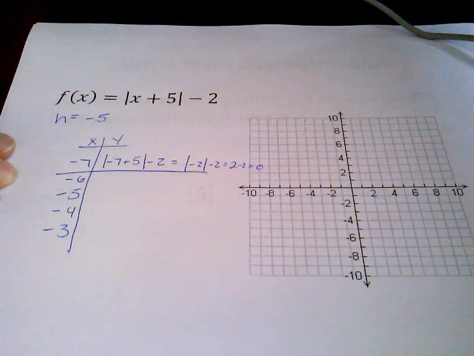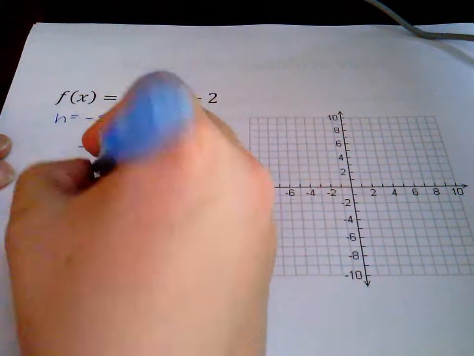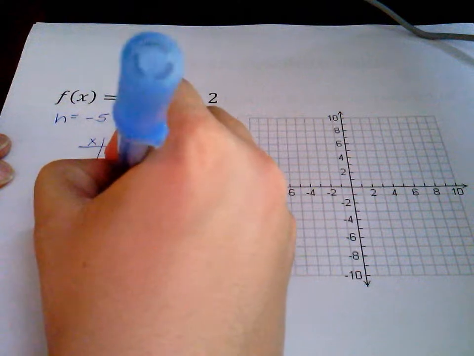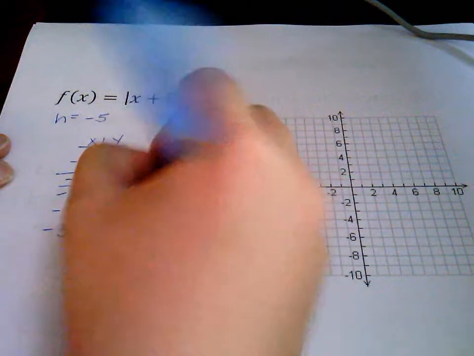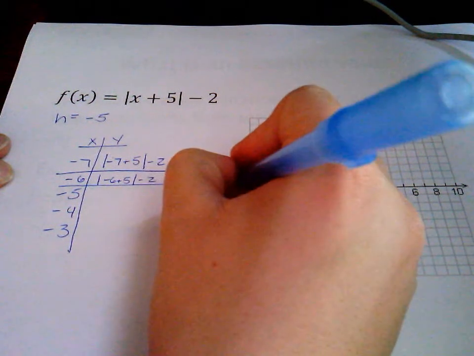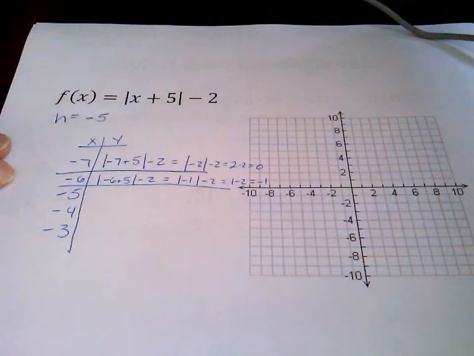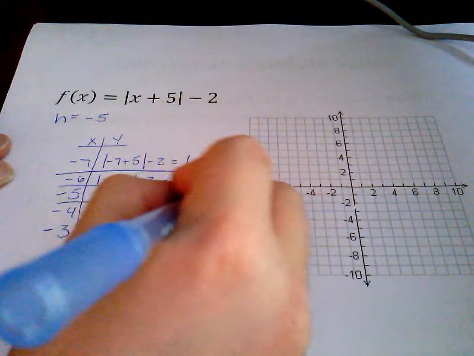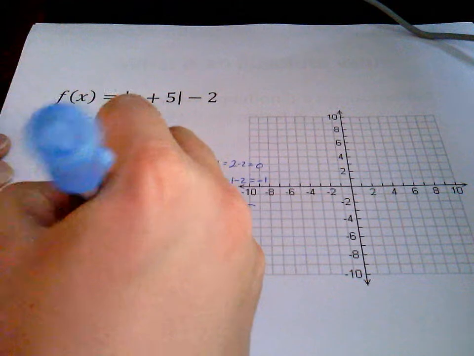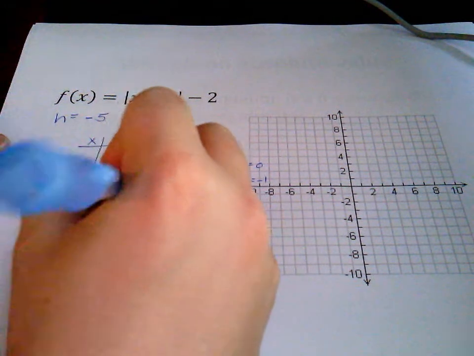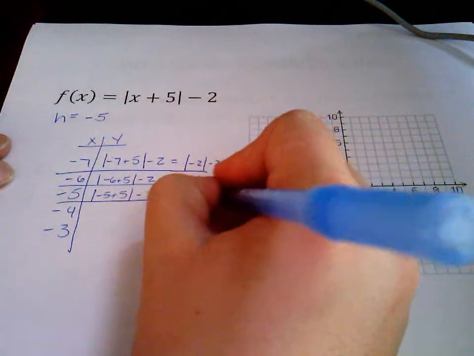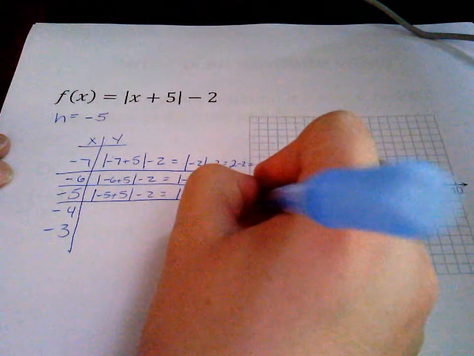Okay? Same thing with the next one. So it should be negative 6 plus 5 minus 2, which equals negative 1 minus 2, which equals 1 minus 2, which equals negative 1. And this next one will be negative 5 plus 5 minus 2, which is actually the absolute value of 0 minus 2, which equals 0 minus 2, which equals negative 2.